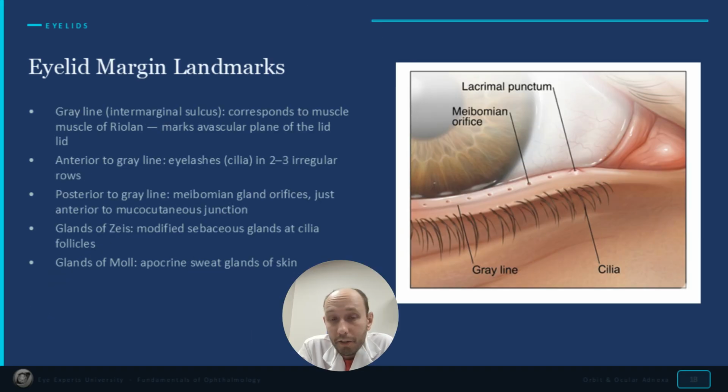The eyelid margin is actually also quite interesting. It has several structures in it. So the gray line is the actual grayish line you can see on the margin. It corresponds to the muscle of Riolan, and it's a muscle that just stretches along the plane of the eyelid. On the anterior part, we have the eyelashes or the cilia, about 2 to 3 rows. Posterior to the gray line, we have the meibomian gland orifices. And then on the eyelid skin, by the hair follicles, we have the glands of Zeis, which are the sebaceous glands, and we'll have the glands of Moll, which are the apocrine sweat glands.